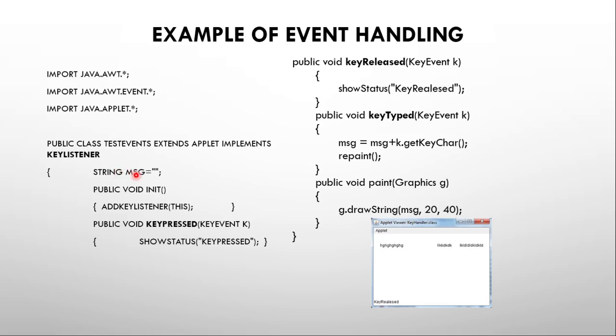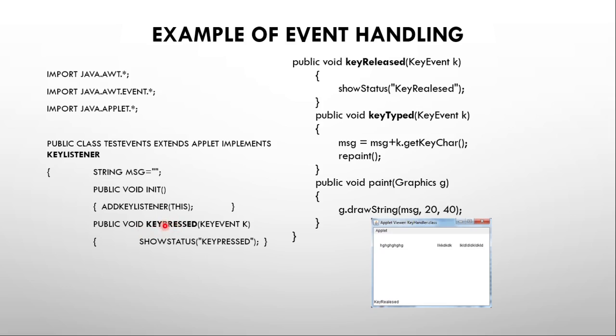And initially I have set a string message equal to null, and if you are using applet, then we'll be using init instead of using main method, right? Yes. And you see this add key listener. So here this key listener got registered with this. Fine. Okay.